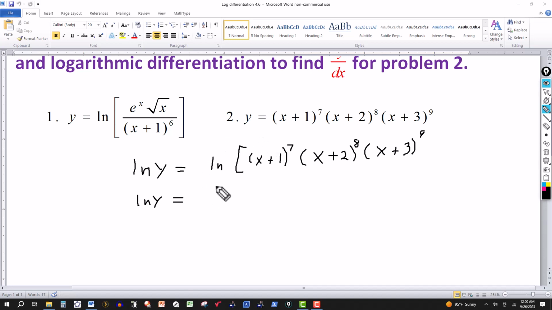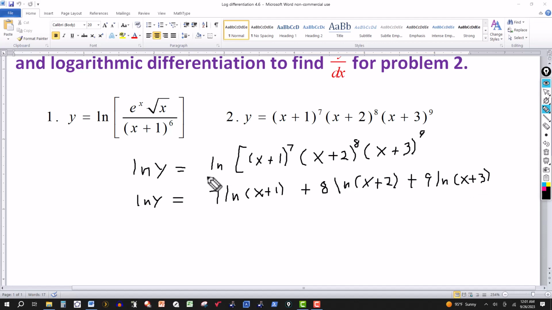coefficient. So just to save some steps here, again, write it as a sum, and then the 7 comes out for this one, and for the second log, the 8 comes out, and then the 9 comes out. So it'll look like this: 7 natural log of x plus 1, plus 8 natural log of x plus 2, plus 9 natural log of x plus 3.